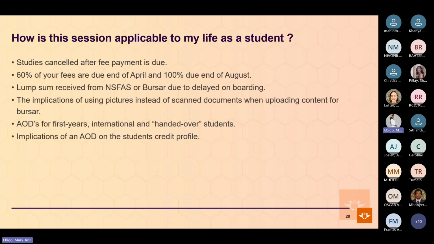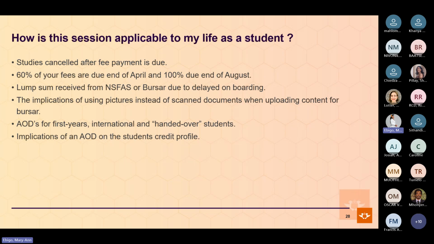And then, how is this session applicable to my life as a student currently? It's important to note that when you cancel your studies after the fee payment is due, you will have a cost implication. You have to pay what's due to the university. For instance, according to the fee booklet for 2025, 60% of your fees are due at the end of April and 100% is due at the end of August.